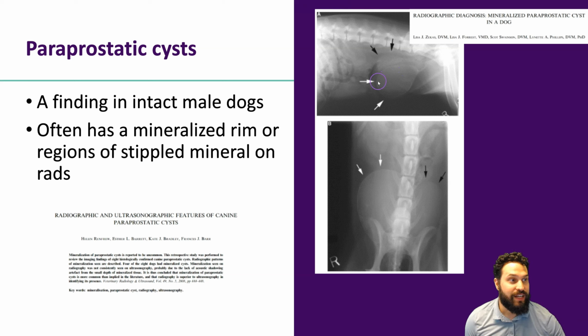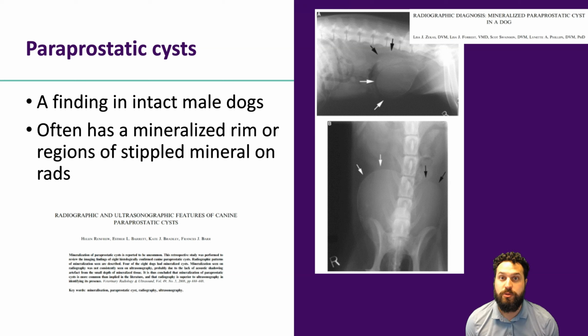This is kind of a classic example of what it might look like. This is from Zekas et al. And what we can see here is this mineralized rim superimposing the bladder. And when we look in the VD projection, it's to the right, whereas the soft tissue bladder is here to the left. And there's a nice report that looks at kind of all of these findings, Renfrew et al. from 2008 in Veterinary Radiology and Ultrasound. If you wanted to read up a little bit more on that, it talks about the distribution of mineralization patterns.